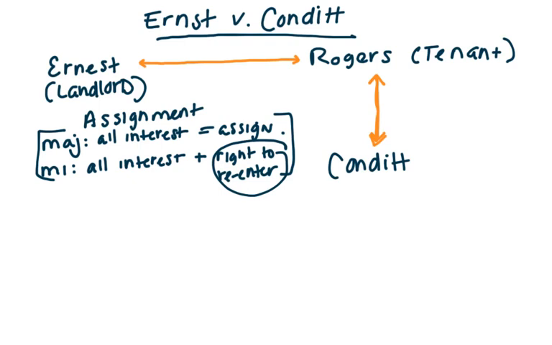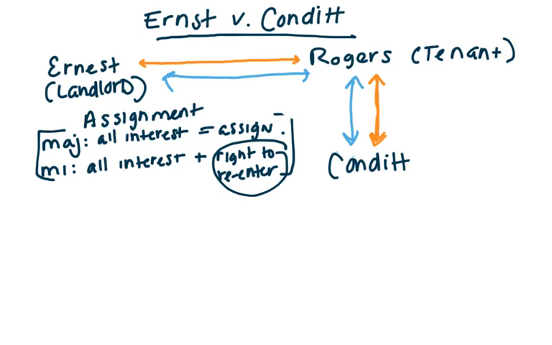So in this case, Ernest's theory is that Condit is an assignee of the lease, and therefore he's liable to him for unpaid rents. Because if he was indeed an assignee, then there would be a privity of estate between Condit and Ernest. Condit's response is he is merely a sublessee, and so he owes no privity of estate to the landlord, and he only is required to pay rent to Rogers, and Rogers keeps his privity of estate.